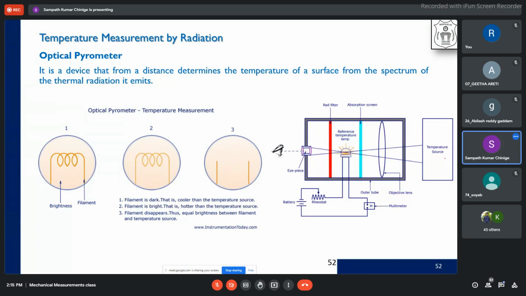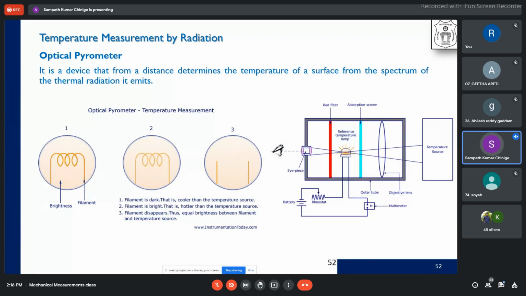There is another condition: the filament is bright. Here the background is duller, but the filament is bright. That means it is much hotter than the actual temperature source. The amount of current we are sending through the reference temperature lamp is much higher, and therefore it is seen much brighter compared to the temperature source. So that is also not the equivalence of temperature.